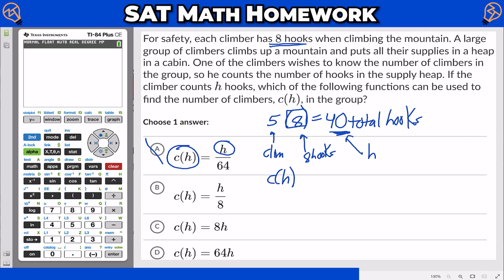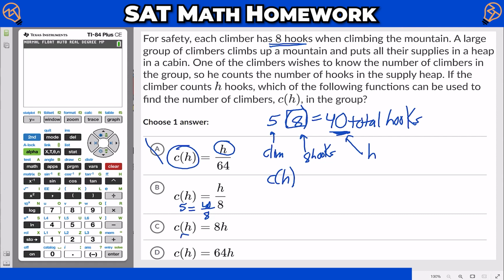For option B, if I have 5 climbers is equal to, and we already said the number of hooks total was 40, if I divide that by 8, do I get a true statement? Actually, yes, right? So that ends up being the correct answer, but let's compare with the other options.